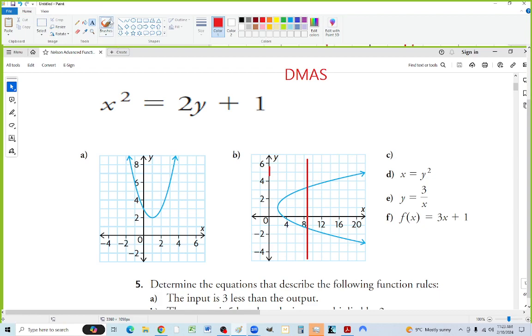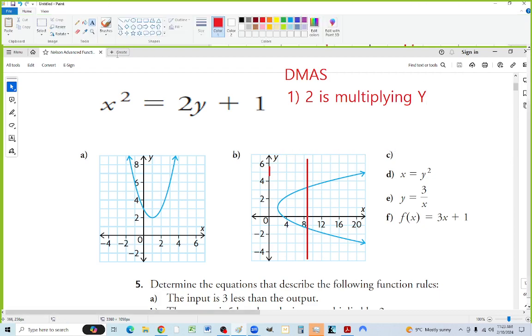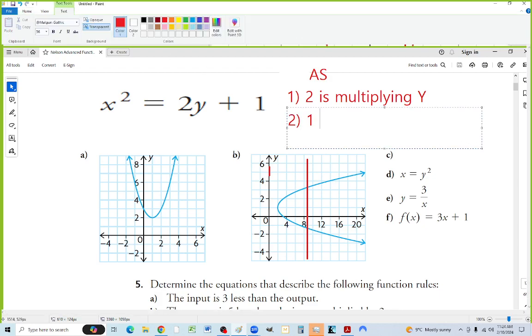Are you sure there's not anything multiplying y? What happens when there's a number there? There's something multiplying. What is multiplying? 2. So in BEDMAS order, 2 is multiplying y. That's the first thing that happens. Now we're done division and multiplication. Is there anything adding to y or subtracting? Yeah. Step 2: 1 is being added to y, to 2y really, but we'll just say to y.